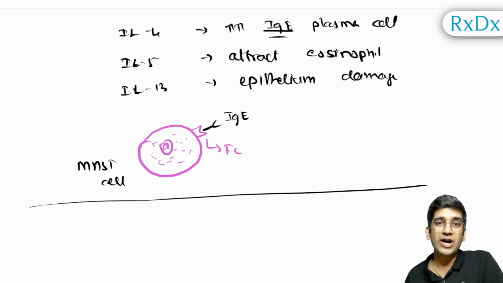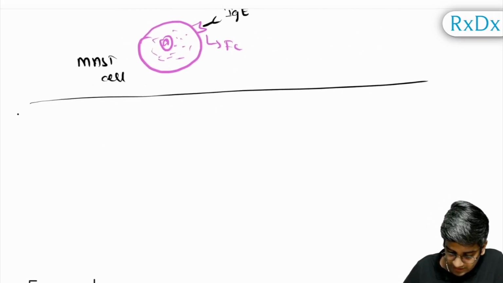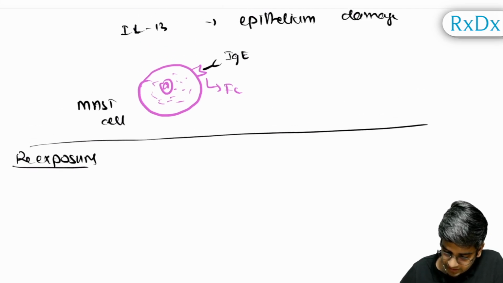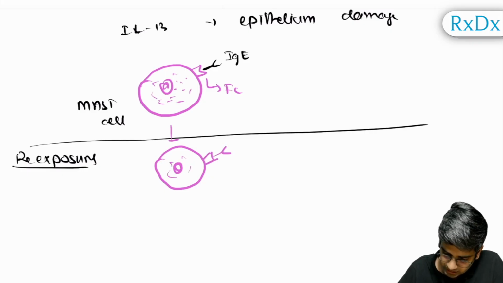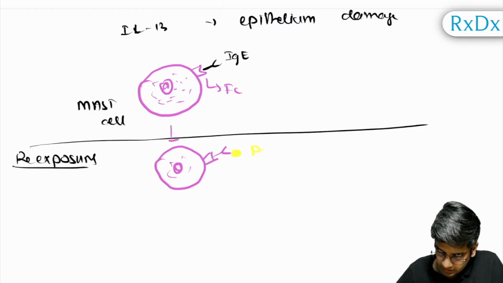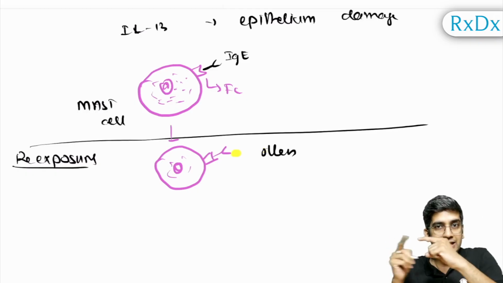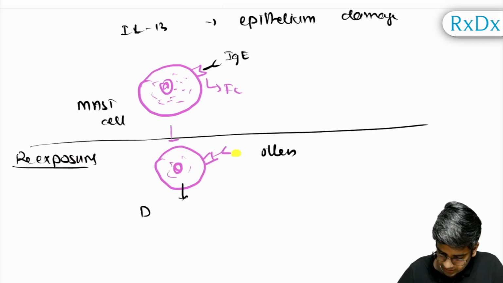Now let's see what happens if they have a re-exposure. When I say re-exposure, it's re-exposure with the same antigen, right? We'll take the same mast cell as an example. We have the mast cell full of granules, Fc receptor, IgE there. The re-exposure makes the pollen, the yellow color is the pollen, bind to the antibody. The antigen-antibody reaction will cause degranulation of the mast cells.